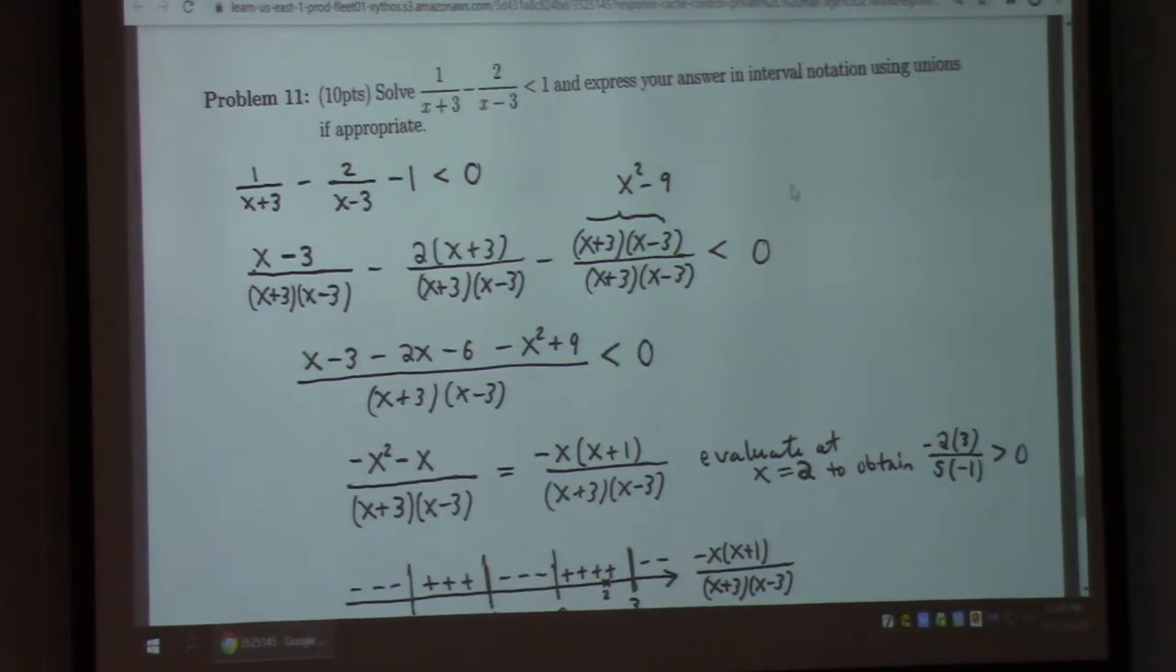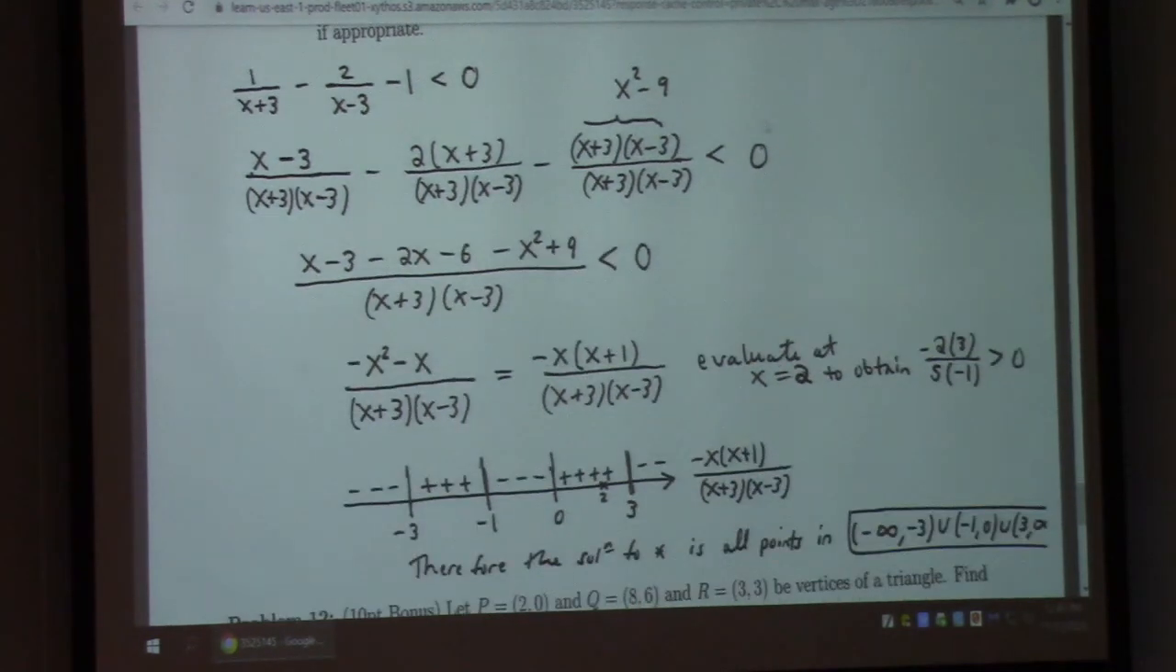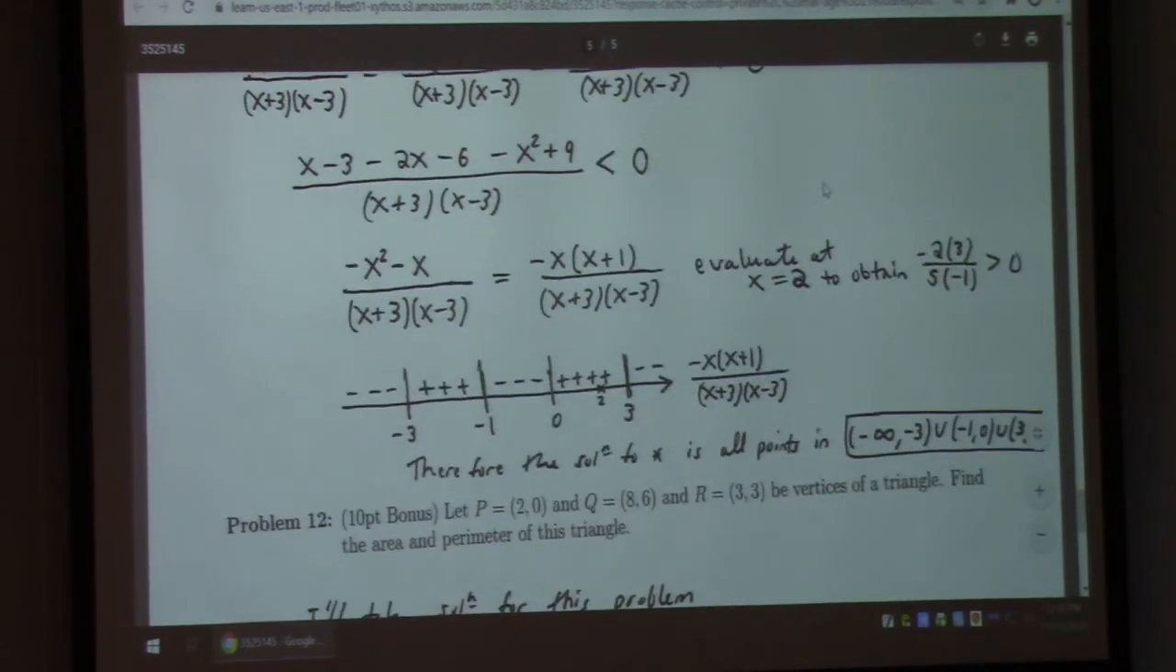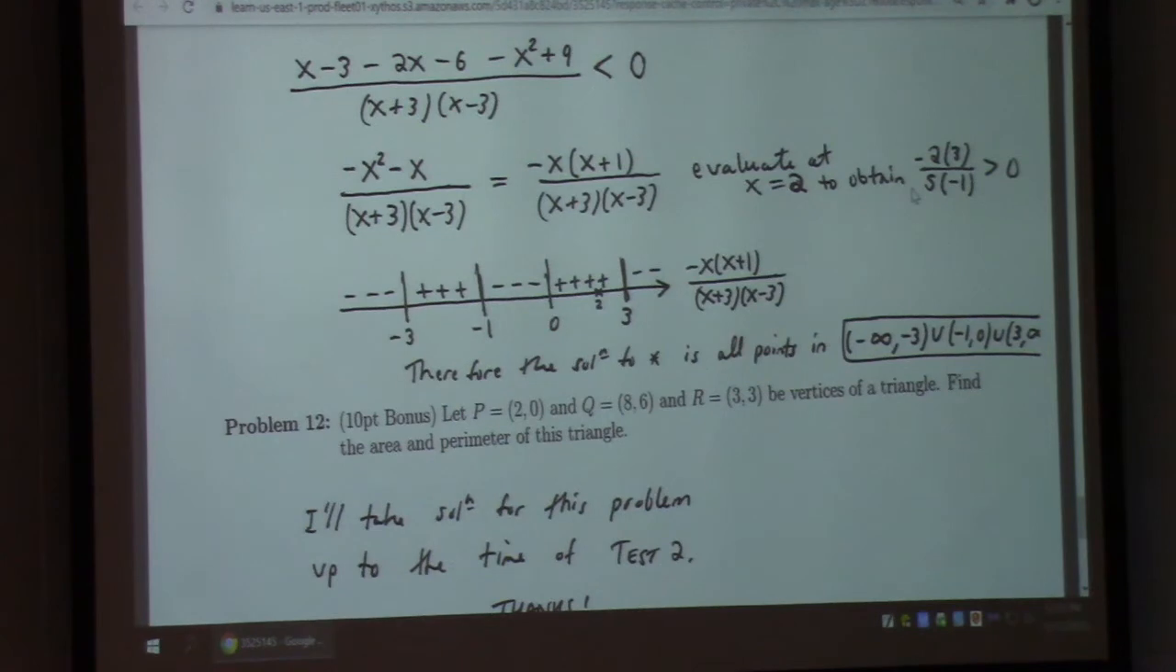So I'm not going to want the places which make it 0, which would have been where? If this was less than or equal to 0, how would the answer change? Anybody tell me? Again, if this was less than or equal to 0, how would the answer change here? Yes, minus 1 would be included, and what else? 0, right. In other words, the middle interval would change from an open interval to what's called a closed interval.